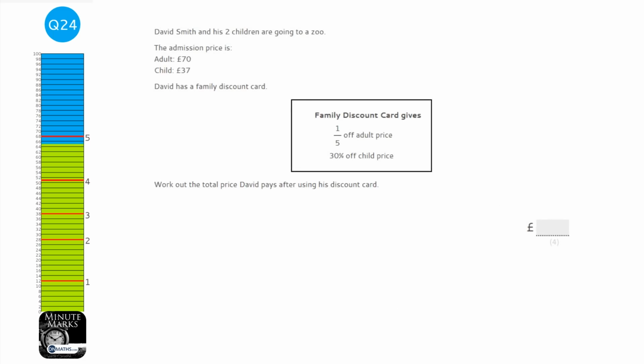Okay, so this question's about an adult and 2 children. So we've got David Smith and 2 children. So there's 1 adult and 2 children. But the prices shown are not quite right because there's a discount. There's a 5th off adult price and 30% off the child price. So let's work out the adult price first.